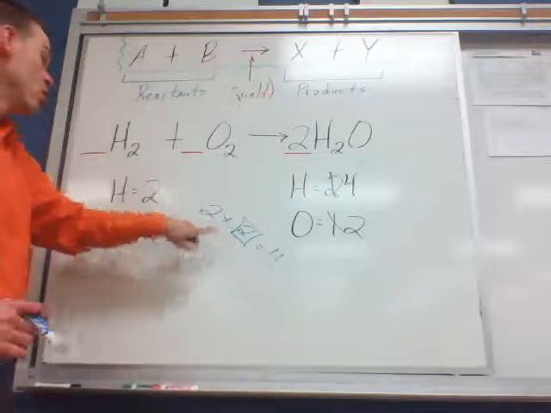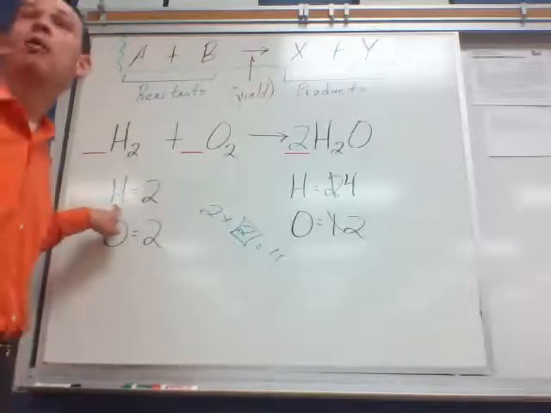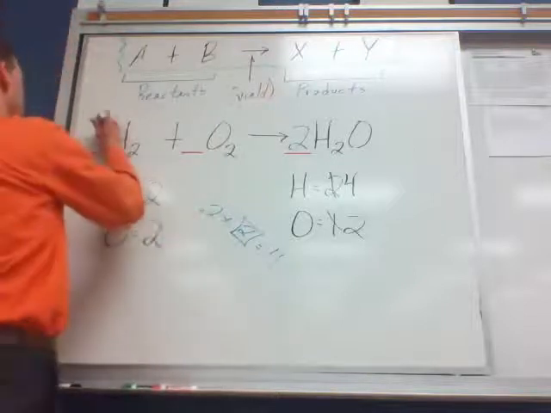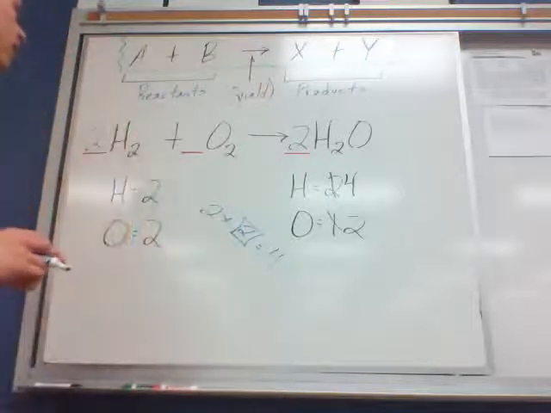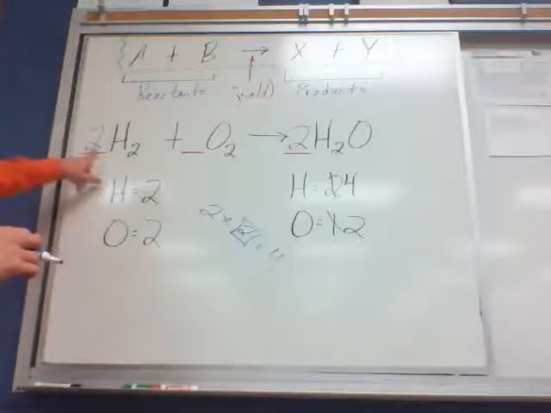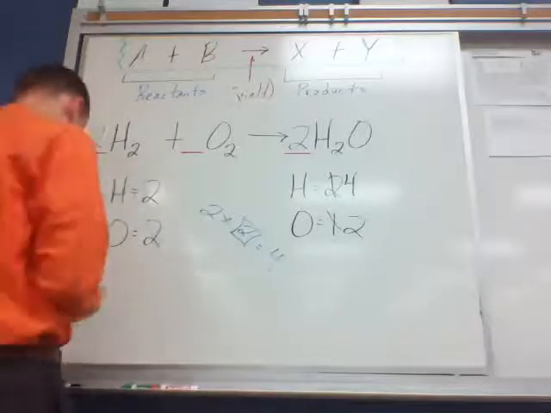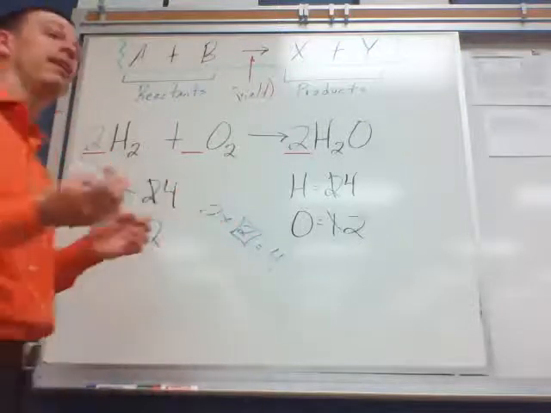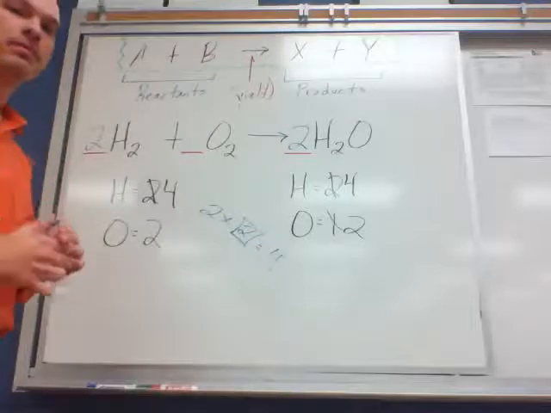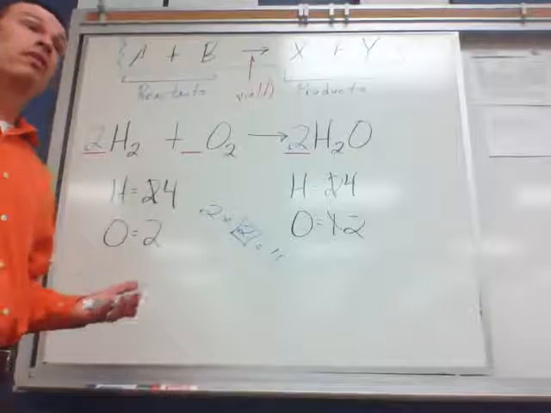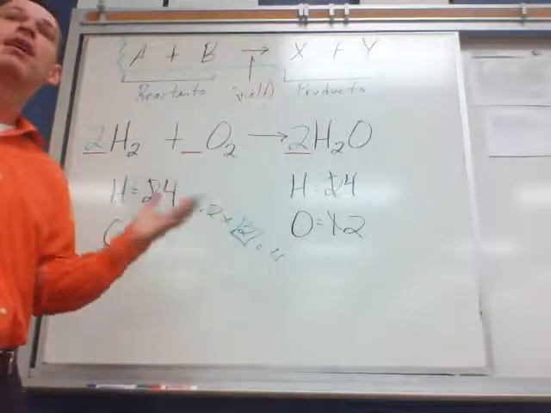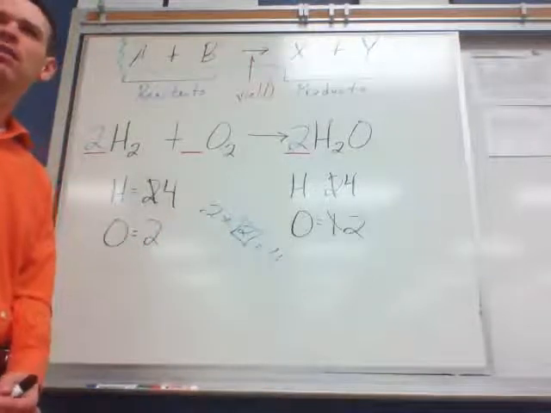I want that 2 to affect my reactant hydrogen. My reactant hydrogen is located right there all by himself, which makes us happy. 2 times 2 is 4 hydrogens, and that's the only thing that'll change in my list. We're balanced. We're done. There's 4 hydrogens on both sides. There's 2 oxygens on both sides. Everything is balanced. Do you see?